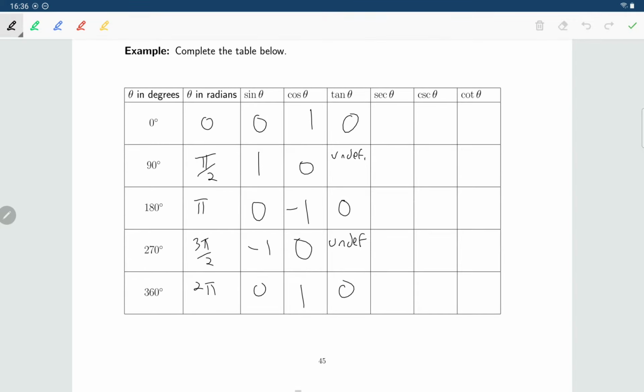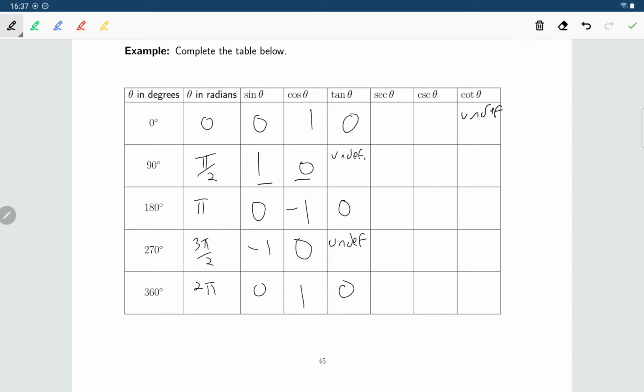And cotangent, much in the same way. Cotangent is the reciprocal of tangent, so it should be x over y, which is, of course, the cosine value over the sine value. And so I'll do the same thing for cotangent, thinking about the cosine value divided by the sine value. So starting at 0, we'll have 1 divided by 0, which is undefined.